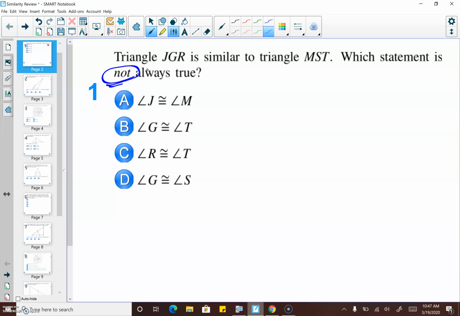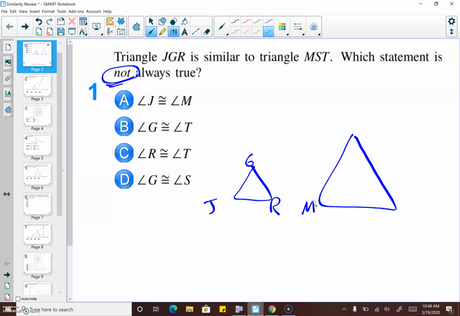So the key to this piece is you can draw two triangles that are similar if you would like, and you can label them how you feel. Now, if I went JGR, then I have to go MST, because remember, order of the letters is important. So which one's not always true? Well, J is congruent to M. Those match up, first letter and first letter, so that is true.